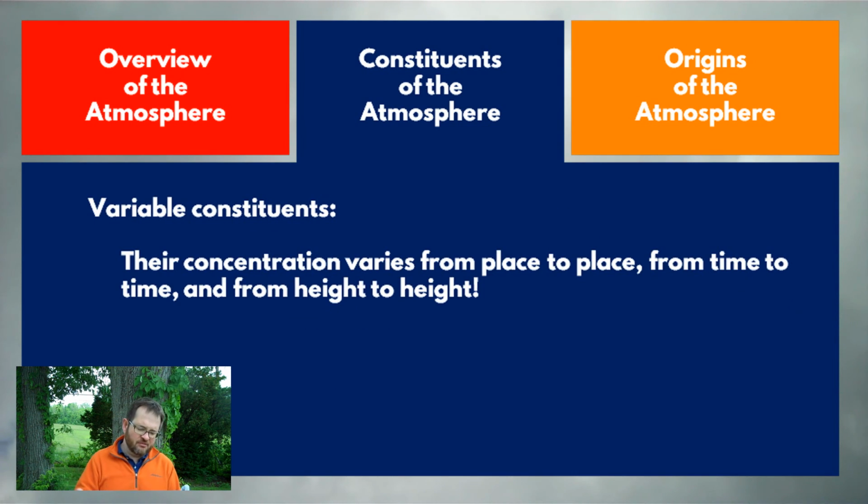In contrast, the variable constituents of the Earth's atmosphere have concentrations that vary from place to place or from height to height or from time to time. You need to measure them. I don't need to measure how much oxygen's out there. When a meteorologist goes out to take a weather observation, they don't measure how much oxygen there is. We know it's going to be 21%.